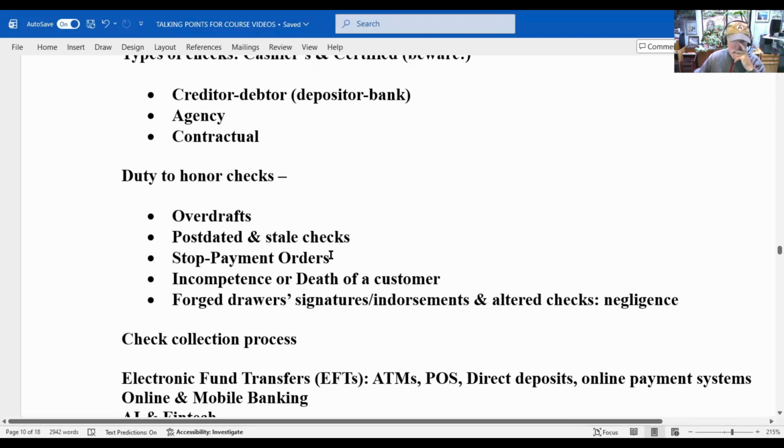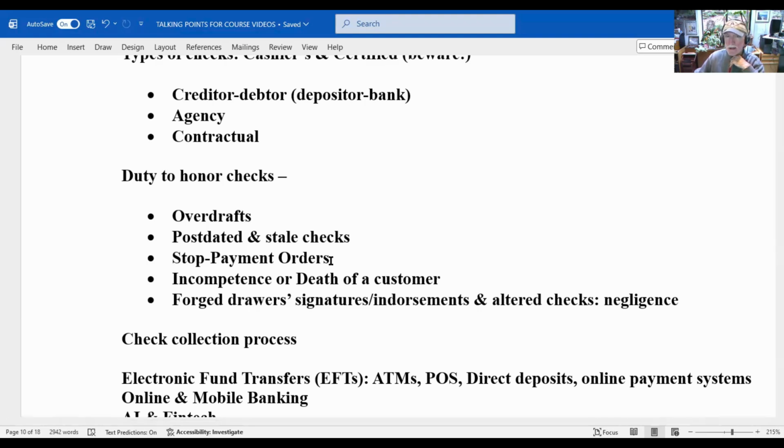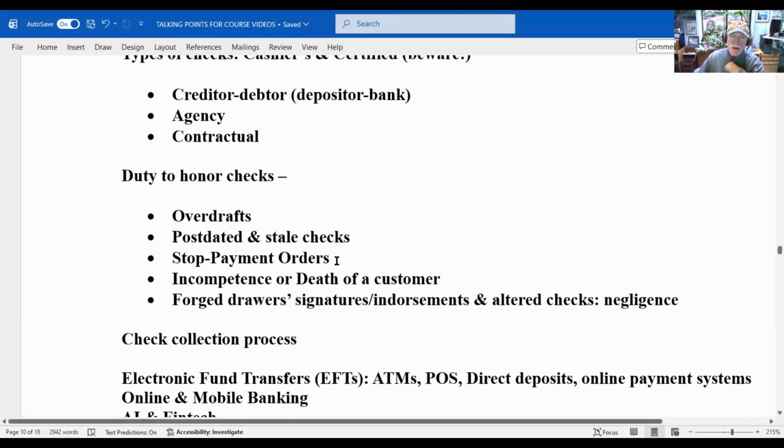Stop payment orders, so that's where you cut a check and you want to stop payment on it. You have to have a good reason. You have to do it within a tight time frame. If you do it orally, it's got to be done within 14 days. In writing, best to do it in writing, and that lasts longer and you have more time. You always want to check your bank statement.